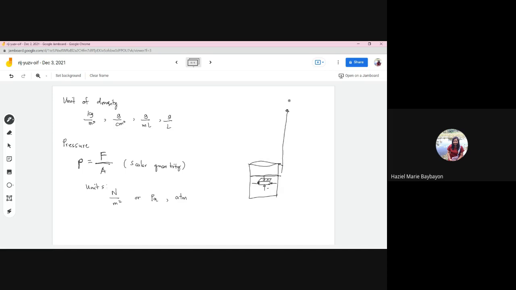Okay? So it does not matter how large the pressure is, but what matters, class, is the change in pressure. So say for example, at the surface of the earth at sea level, the atmospheric pressure is very large.